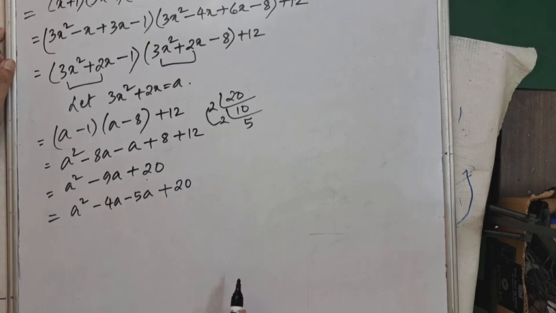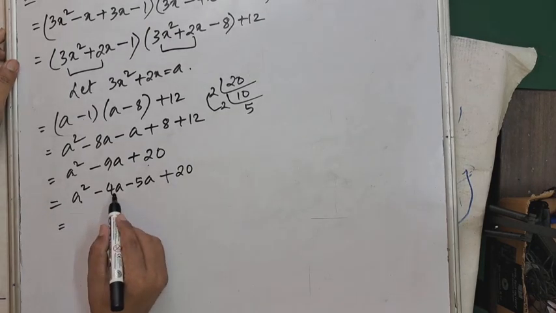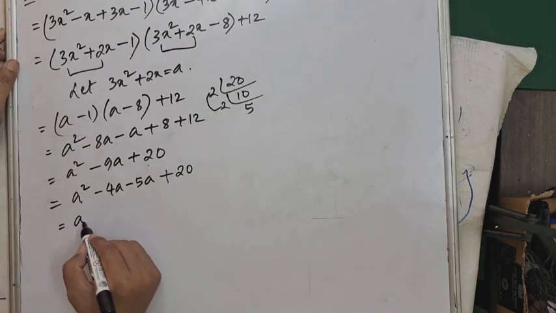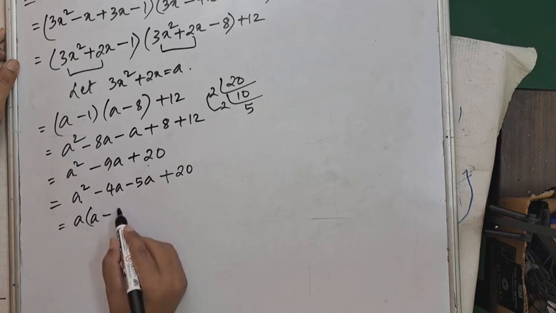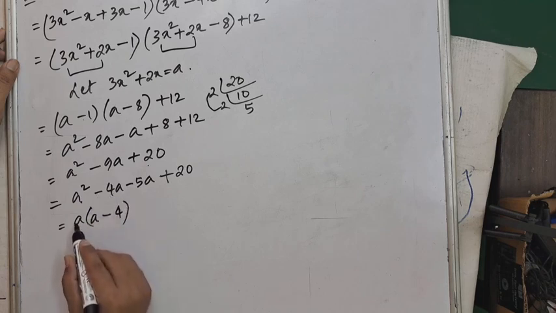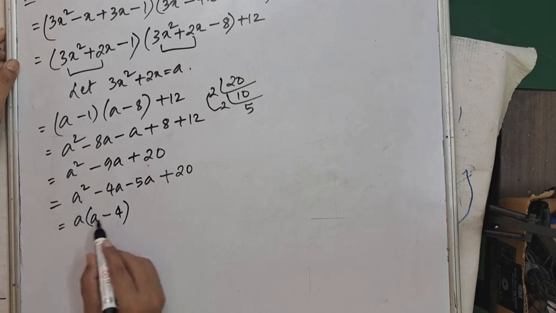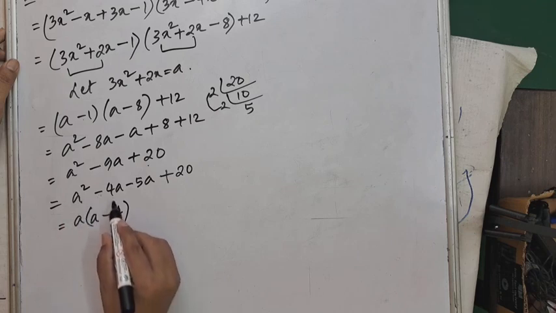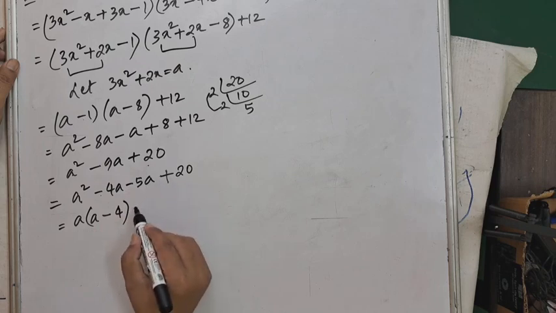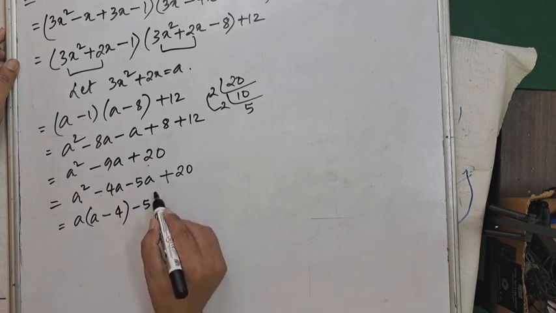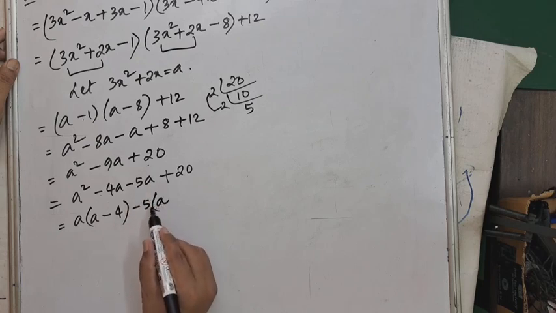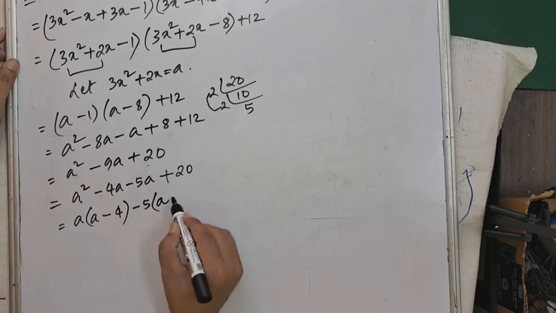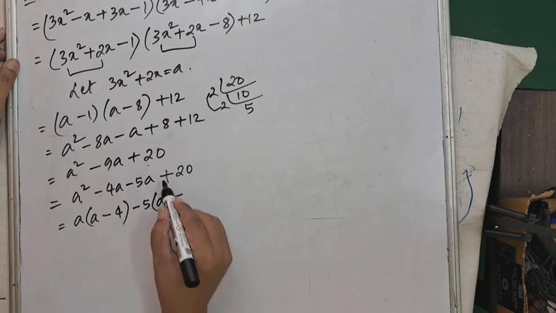Okay. Now we can take the common number a from these two terms. Okay, a is taken common. A into a will give us a square, plus into minus is minus. A into 4 is 4a. From these two numbers we have minus 5 common. Okay, so minus 5 into a is minus 5a. Minus into minus is plus.